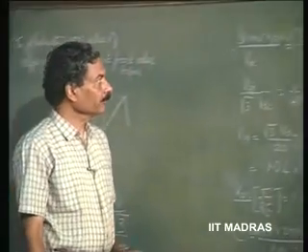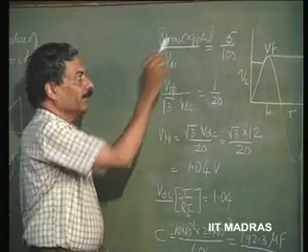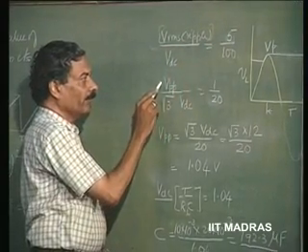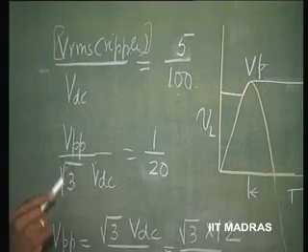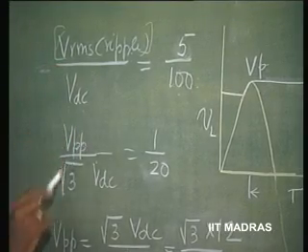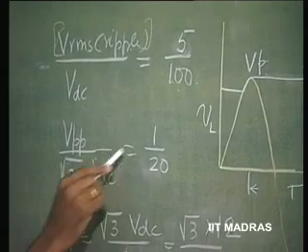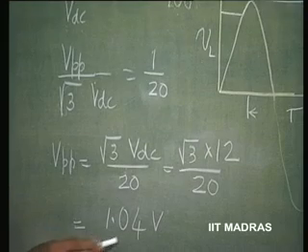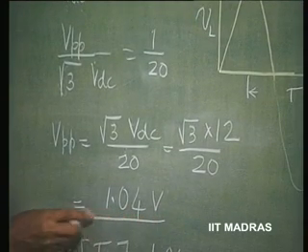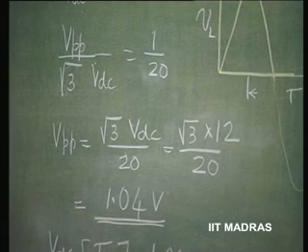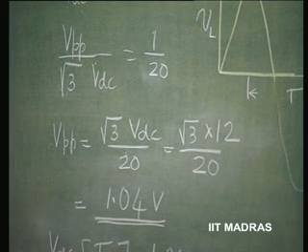Coming back now, RMS value of ripple divided by DC is equal to 5%. Therefore, V peak to peak divided by root 3, that is the RMS value, divided by DC is equal to 1 by 20. So, V peak to peak is 1.04 volts. That is the answer we get for the 5% ripple.